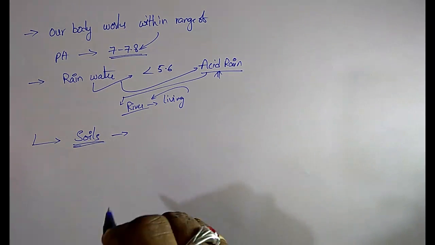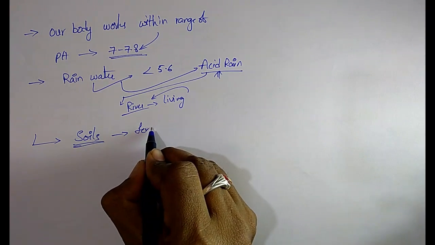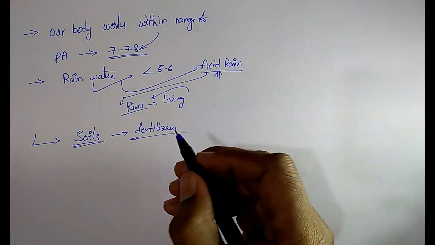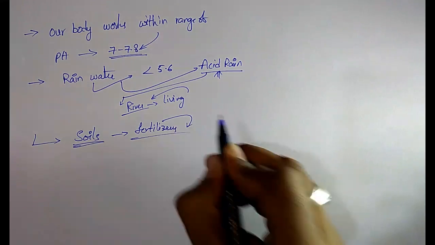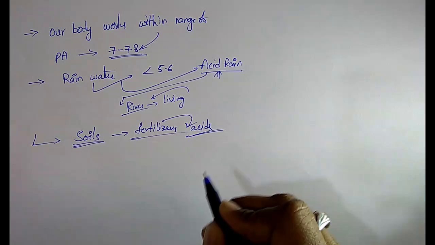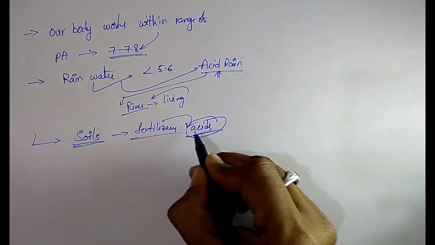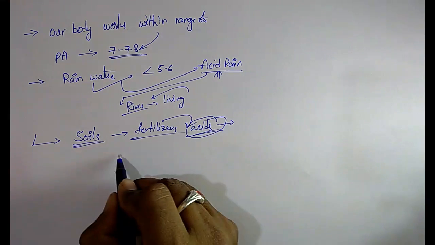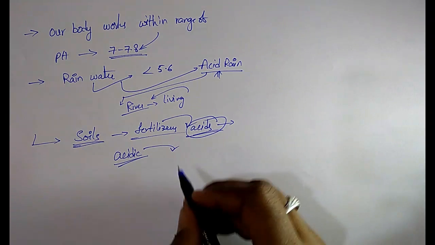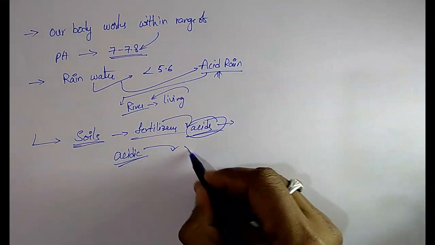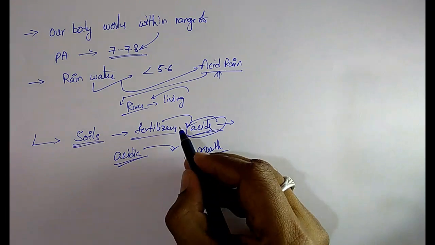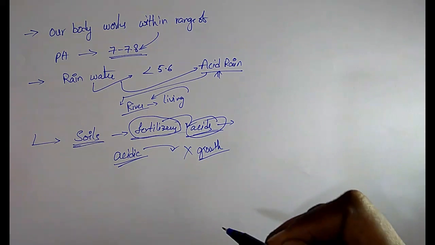If we use excessive fertilizers in agriculture, these fertilizers have some chemicals. Those chemicals have acids. Due to these acids, the soil becomes acidic, which is not good for the growth of plants. So we have to use fertilizers within limits.